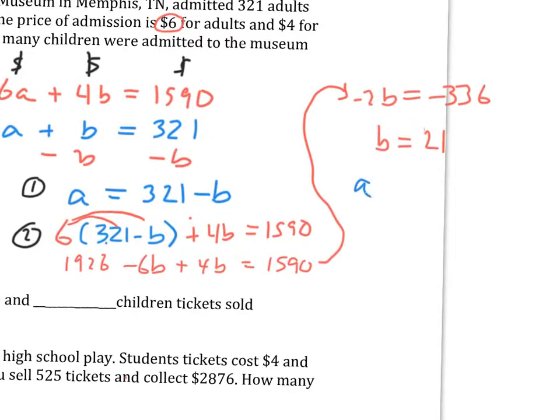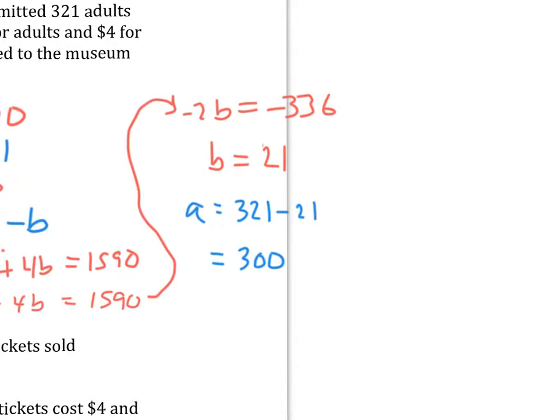So A equals 321 minus 168 is going to give me 153 adult tickets. We do need to go back and make some changes here. So it's not 21 there, not 21 there, and not 300 there. All right, so 168 here. Now I have 168 there to get 153 there.